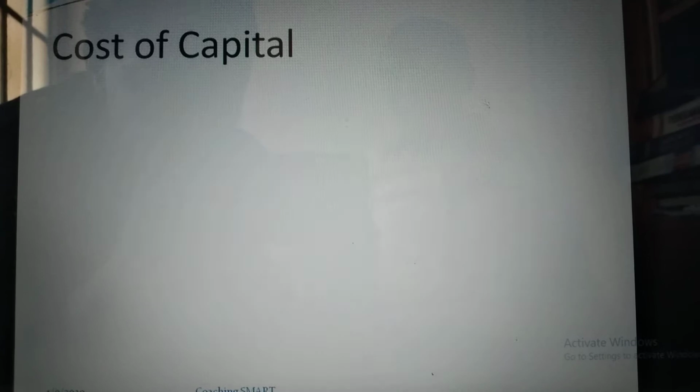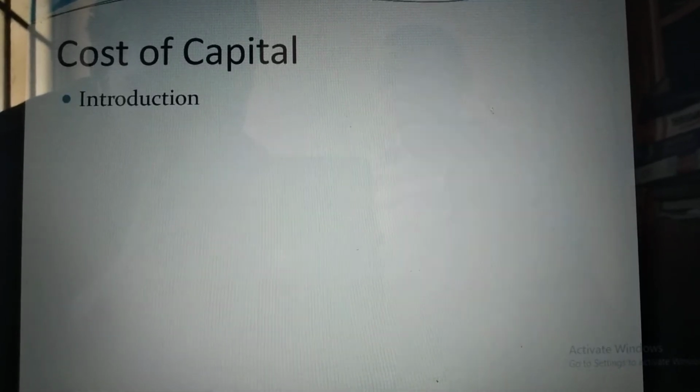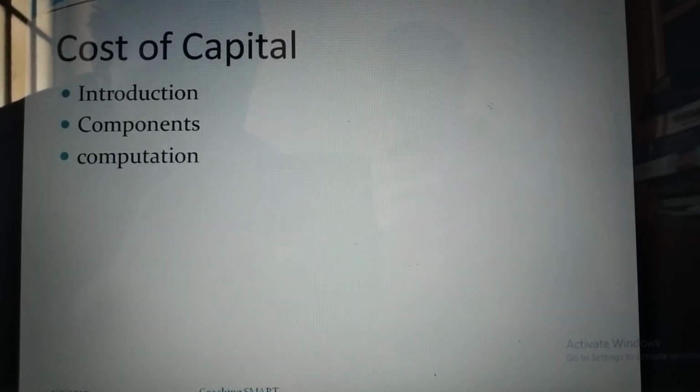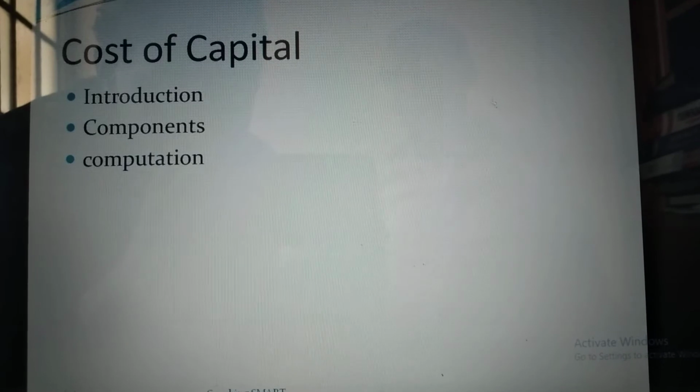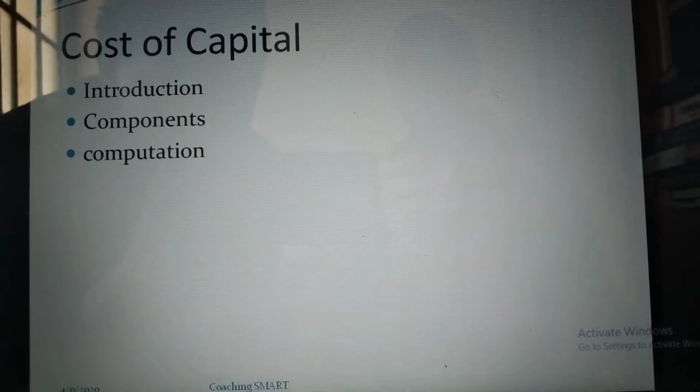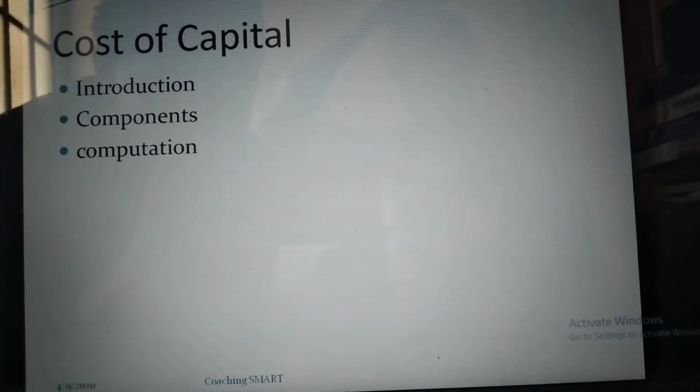Today we are going through understanding cost of capital. Now, when you talk about cost of capital, we'll do the introduction, we'll look at the components, and then finally we do the preparation or computation of cost of capital.